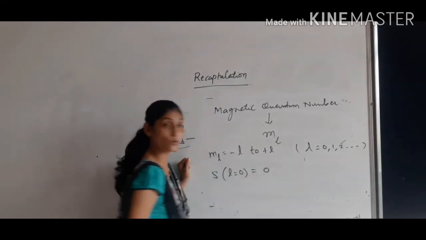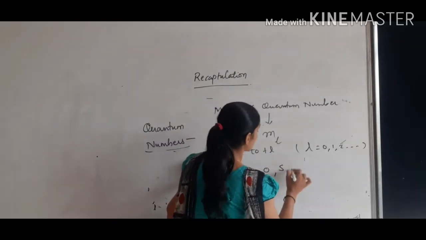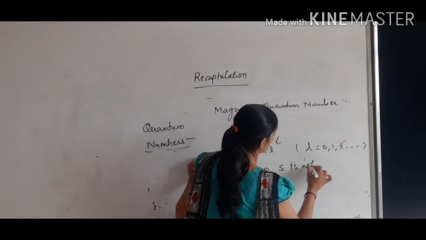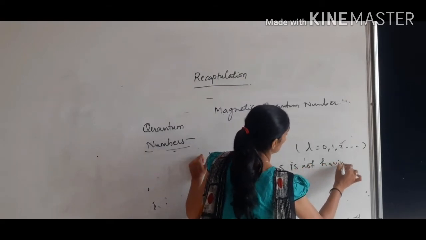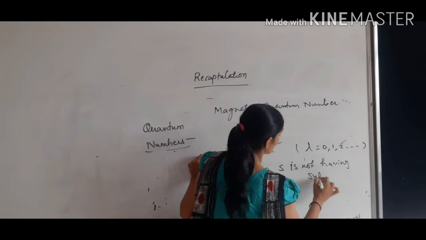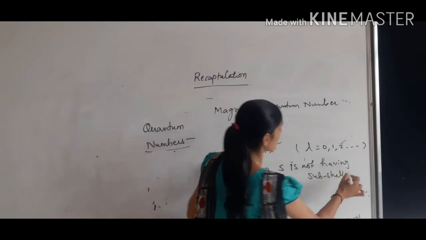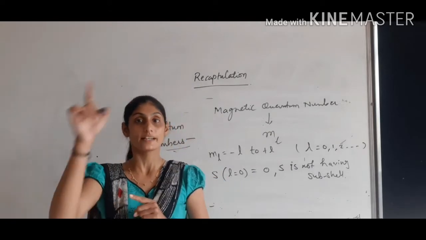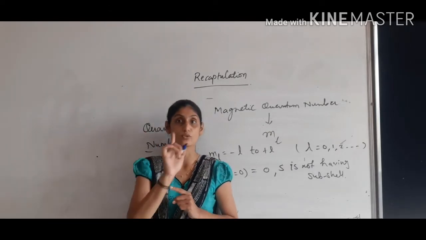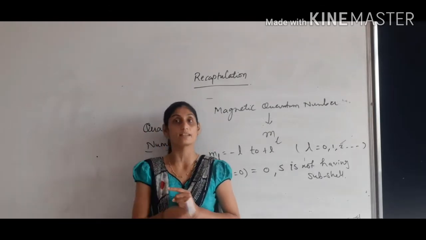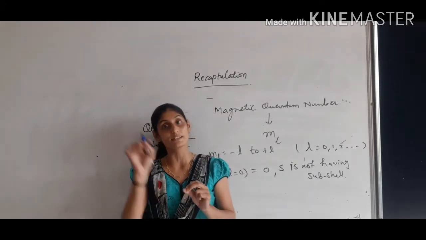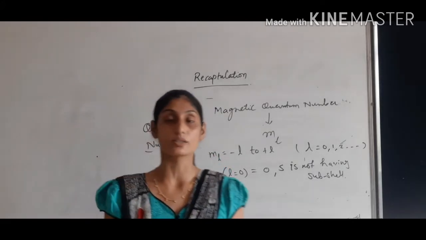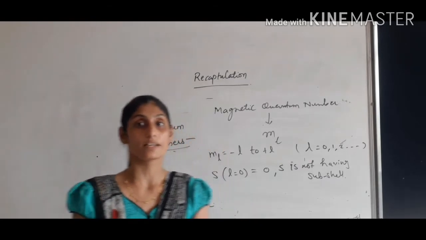0 तो हो गया 0. That means s is not having any subshell. s के पास कोई सबशेल है नहीं. That means s is only having the orientation either in x axis or y axis or z axis. It is not oriented in all three axes. It's only oriented in a planar manner. That means it is oriented either with the x axis or y axis or z axis.